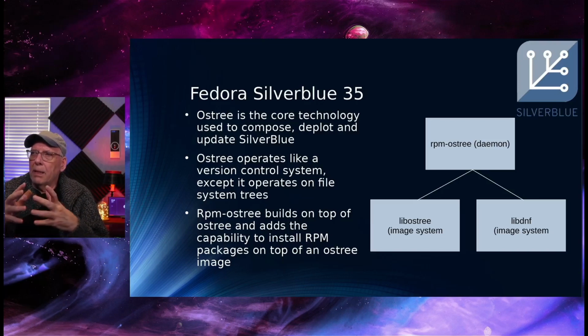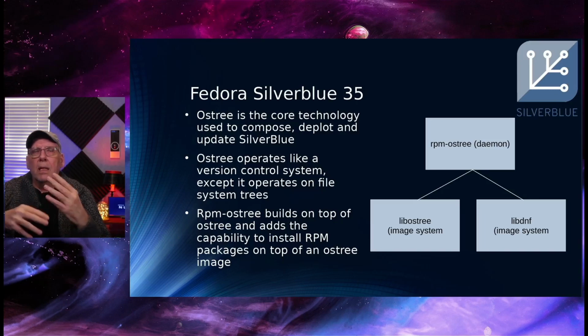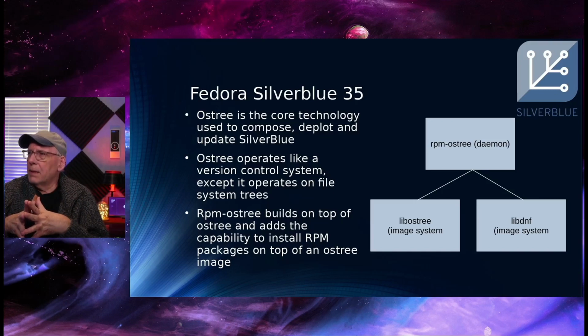rpm-ostree, on the other hand, builds on top of OSTree, and it adds the capability to install RPM packages on top of an OSTree image. So Silverblue is an OSTree image, and rpm-ostree allows me to add additional packages to it. As you can see here from the diagram, the daemon actually has the OSTree image system and the libdnf image system.